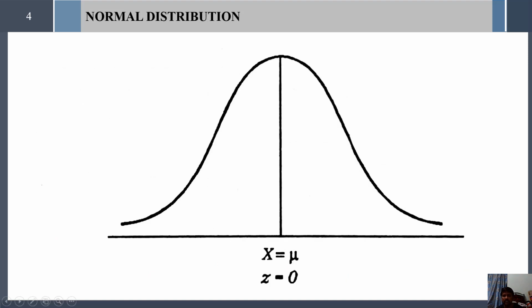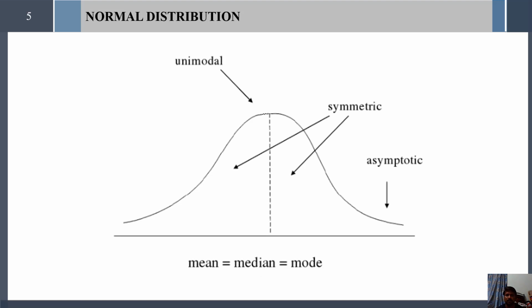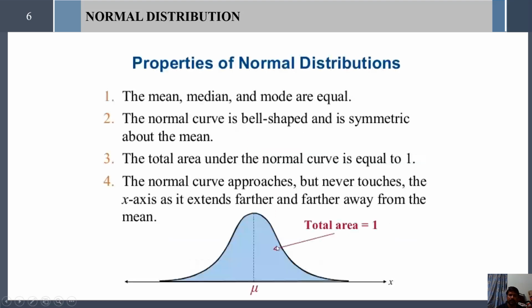This is the standard normal curve, and this is another form of the standard normal curve, the same form. Some portions are explained here. This is asymptotic, and these two areas are symmetric, and this part is unimodal, and the mean, median and mode all coincide in the normal curve. This line is x equal to mu.